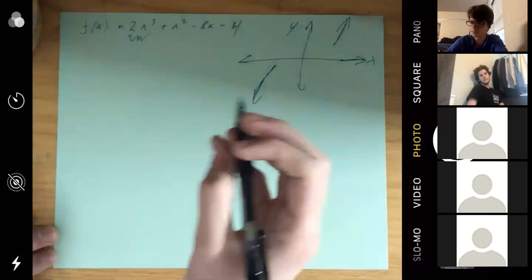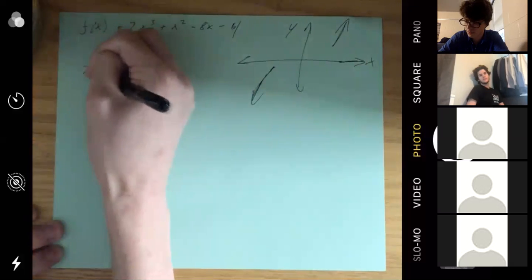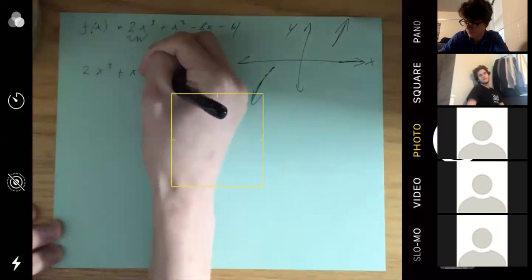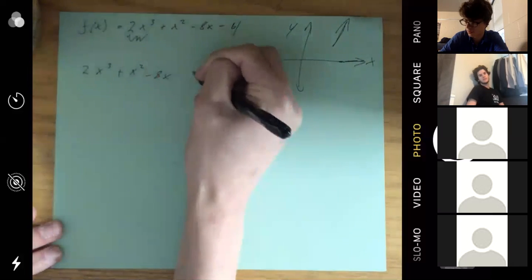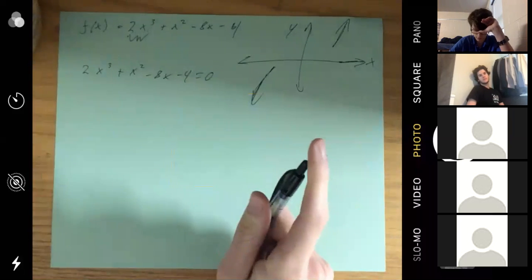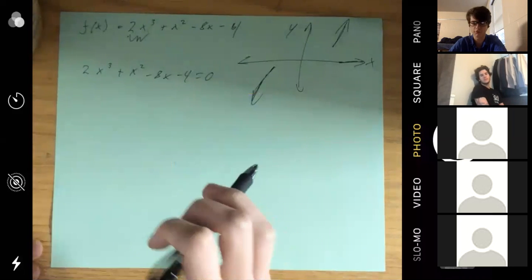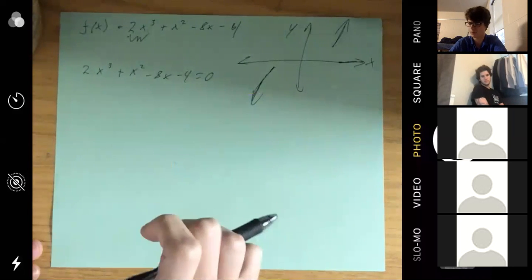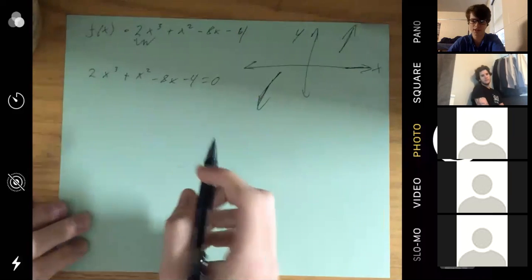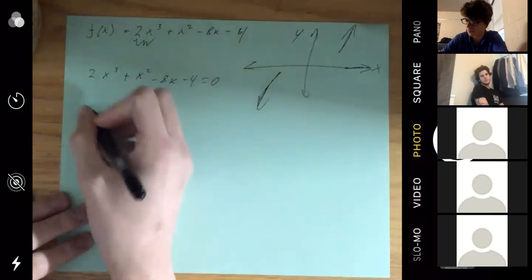So that's a question that I'm going to try and answer here. I'm going to set 2x cubed plus x squared minus 8x minus 4 equals 0, right? And I'm hoping that you guys are a little bit familiar with this. I'm going to use a concept called factoring by grouping. I'll talk about that a little bit, but I'm going to assume that he's gone over it, regardless of whether he has or not.